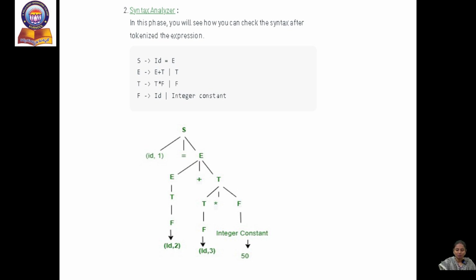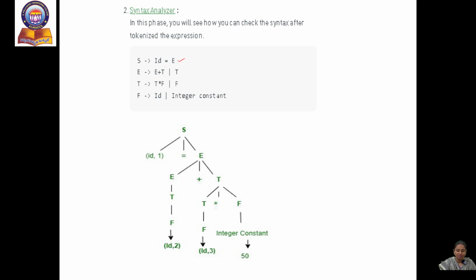So here it is considered as a grammar first, then it is able to construct the parse tree easily. Now it has taken S is equal to id, that is nothing but one production, and E is equal to E plus T, or T is equal to T into F, F is equal to id or an integer constant. With the help of this grammar we are able to construct the parse tree with the help of the tokens given by the lexical analyzer.